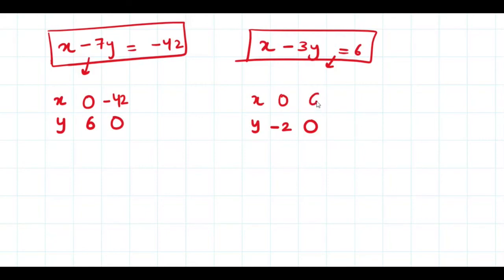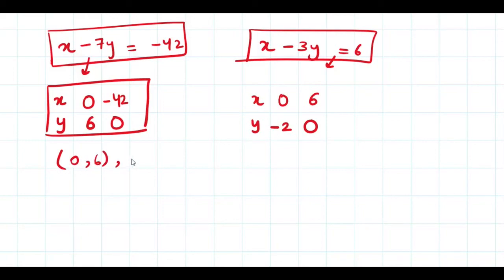So for the first equation, that is x minus 7y is equal to negative 42, we have 2 points, and these 2 points are 0, 6 and negative 42, 0. And we know that when we connect 2 points on graph, we always get a straight line. So by joining these 2 points, that is 0, 6, minus 42, 0, we will get a straight line.